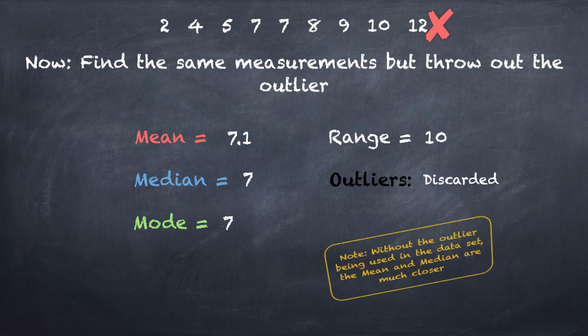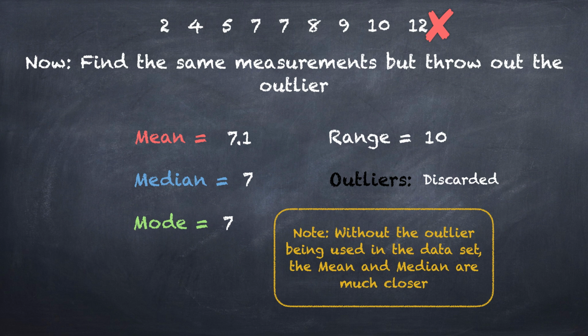So make a note here that without the outlier being used in the data set, the mean and median are much closer to one another. In the previous calculation with the outlier, the mean was 9.9, and it dropped to 7.1, whereas the median was 7.5, dropped to 7. So again, when you get rid of outliers, it brings the mean and the median closer together.